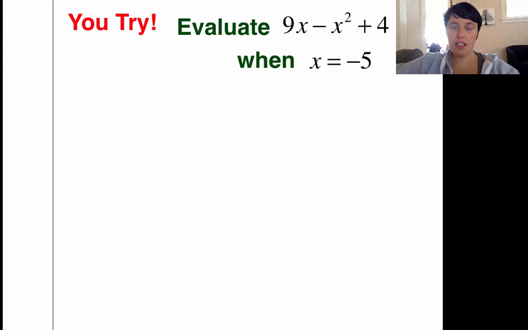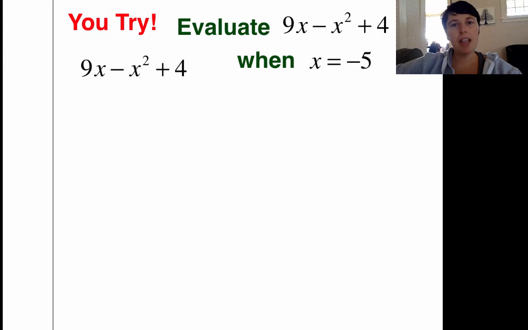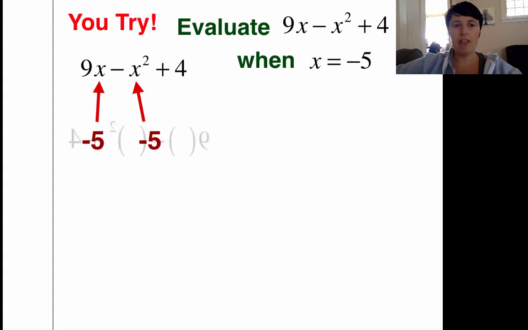Alright guys, you're unpausing the video. You are ready to check your answer. You're ready to see if you did your steps correctly. Here's the process. You copied down the problem, 9x minus x squared plus 4. We know what x is. It's -5. So we're going to put a -5 in where the x's are. So instead of 9x, we're going to have 9 times -5 minus -5 squared plus 4.